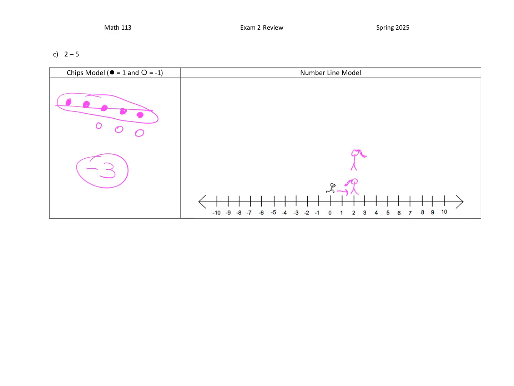And now 5 steps forward, right? I already dealt with the subtraction sign by turning around. So now that 5 is a positive 5, and that means go forward 5 steps. So 5 steps in the direction I'm facing, and that lands me here at negative 3.